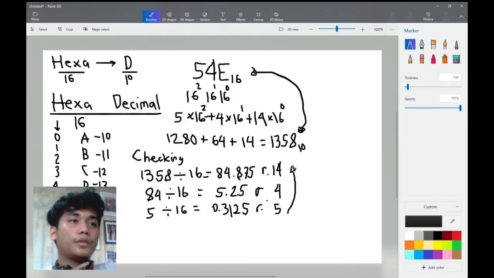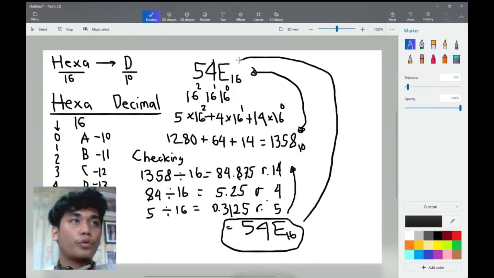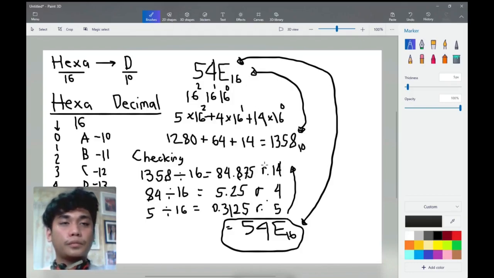From the least significant digit to the most significant digit, 5, 4, 14 corresponds to E, so 54E. There you have it, base 16. That's how you prove that 1358 base 10 is equal to 54E base 16 in decimal to hexadecimal.